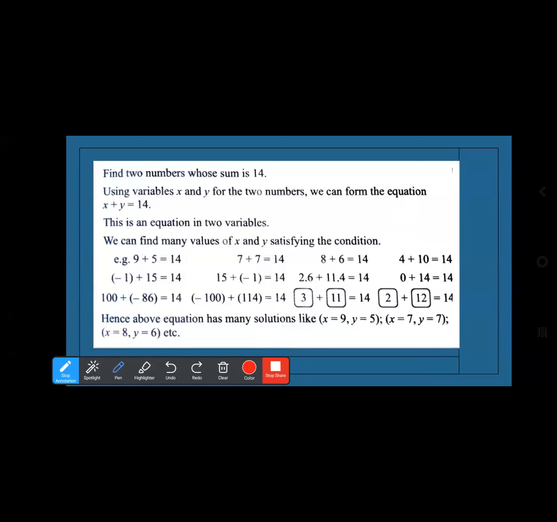So you can take any values. But when you are taking the values, there is an ordered pair in which you write the values for x and y. That we will see.